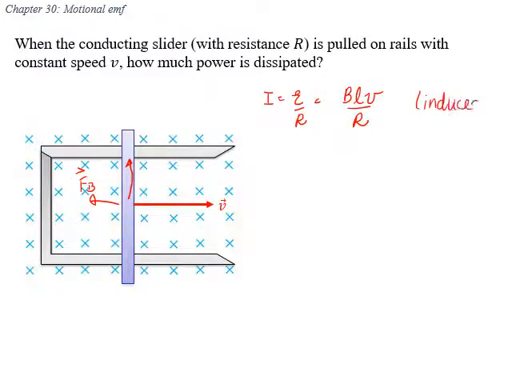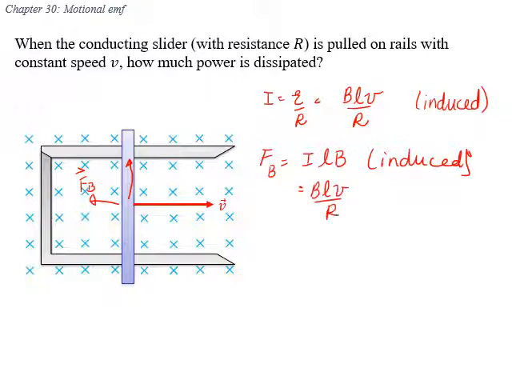That's an induced current. It only happens because we move the bar. We know that the magnetic force on the bar is also induced. It's equal to I times L times B. And if we put in that our I is BLV over R, we get that the induced magnetic force is equal to B squared times L squared times V divided by the resistance. And the direction of that force is to the left. More generally speaking, you could say that it opposes the motion.